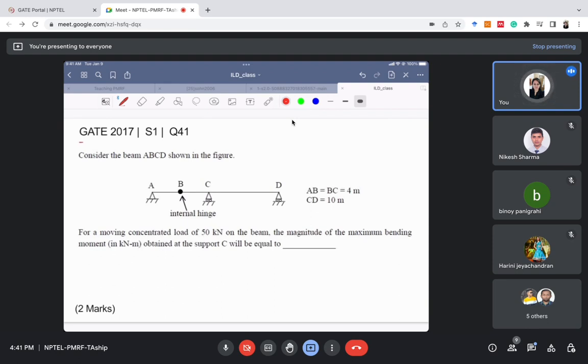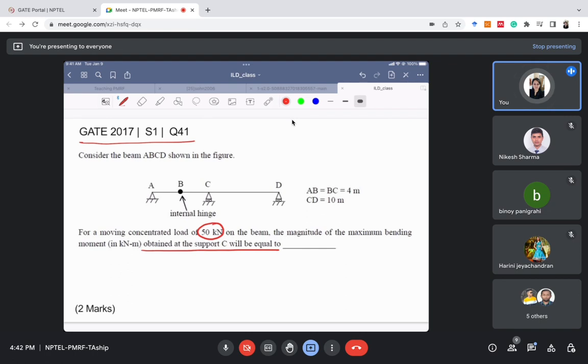So quickly, let's take this question. It's a GATE 2017 question, question number 41 of set 1. Consider the beam ABCD as shown in the figure. A beam is given to us for a moving concentrated load of 50 kilonewton in the beam. The magnitude of maximum bending moment obtained at support C will be.